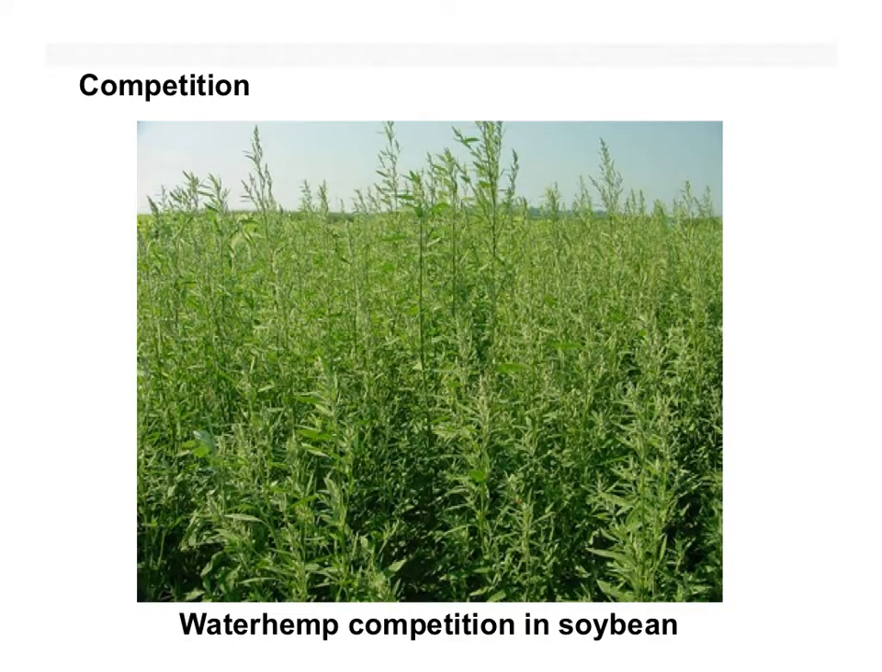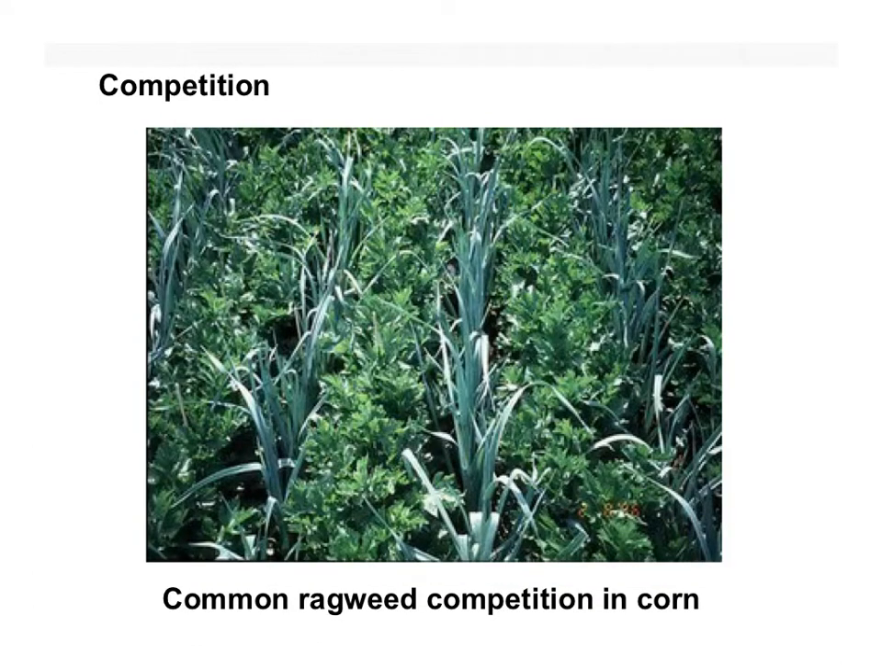This just shows some intense competition between waterhemp and soybean to the point where you can't really see any soybeans in there. You see the competitive effects of common ragweed on corn. In this picture, the corn plants' leaves are starting to roll up because of drought stress, and probably some nutrient stress as well.